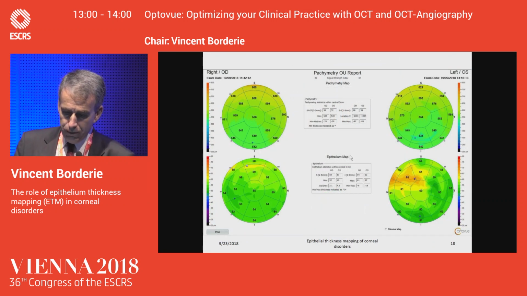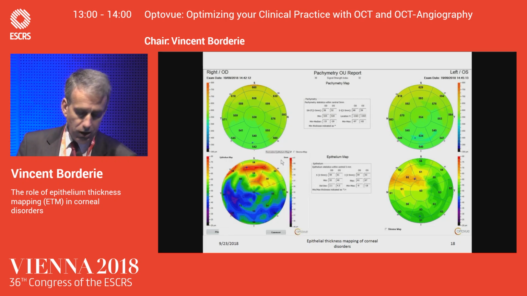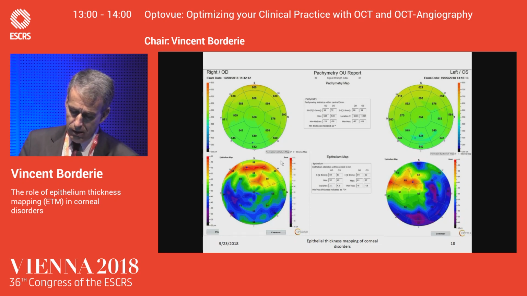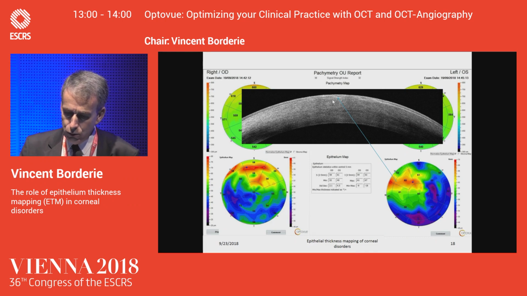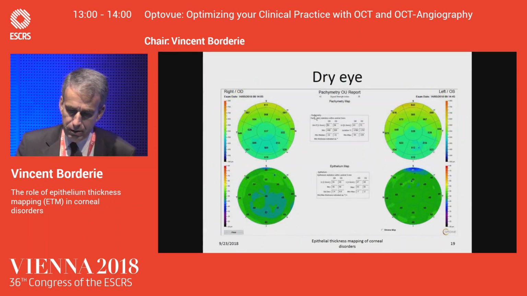One more case of a patient with epithelial basement membrane dystrophy: you can see on the epithelial map localized epithelial thickening in the upper part of the cornea, and it's more evident with the new normalized display mode. And if you take scans at the level of the abnormal zones, you will see the abnormal basement membrane insinuating within the corneal epithelium. For dry eye, we clearly see epithelial thinning in patients with severe dry eye and sometimes also corneal thinning.